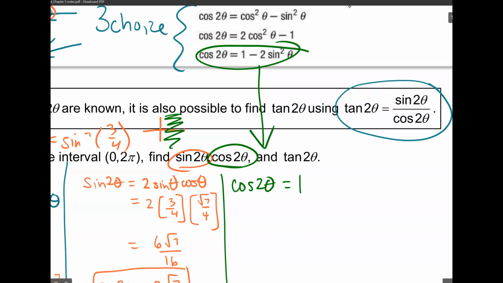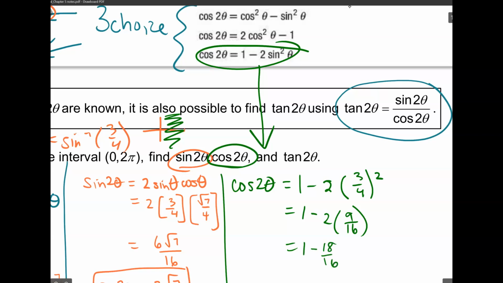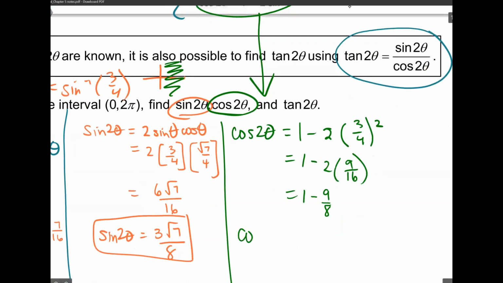1 minus 2 times sine squared theta, well, that's just 3/4 squared, because I know sine of theta is 3/4. Makes it a little easy to figure out. 1 minus 2 times 9/16. So that's just going to be 1 minus 18/16. Do you want me to simplify it? How about this, 9/8. It's the same thing. 1 minus 9/8 is just going to be negative 1/8.